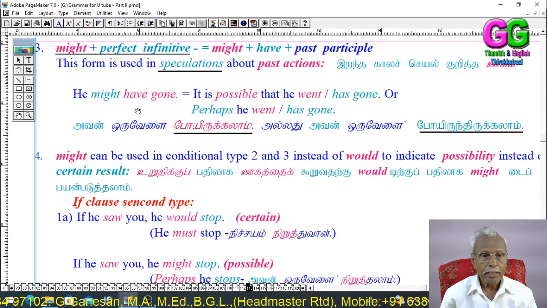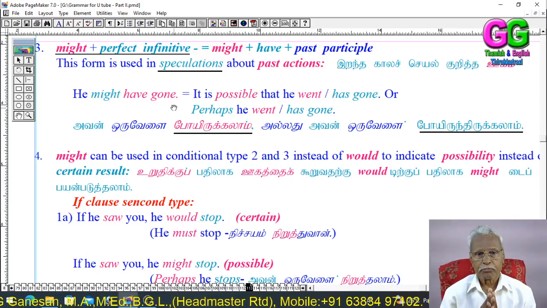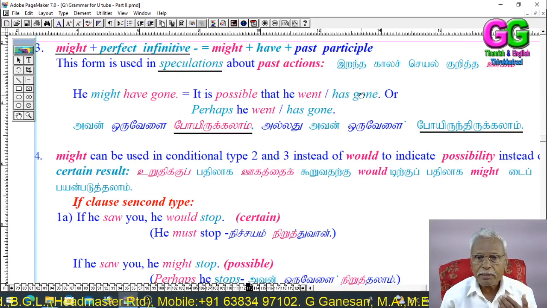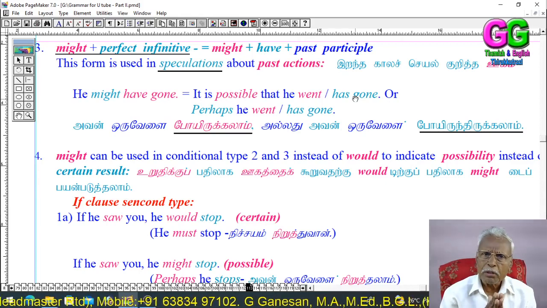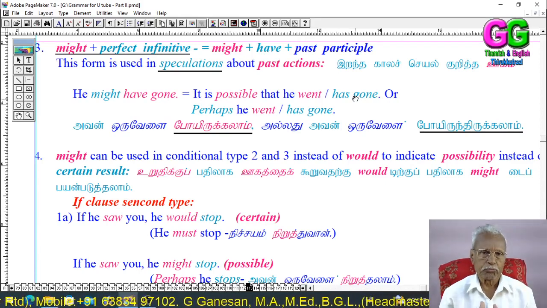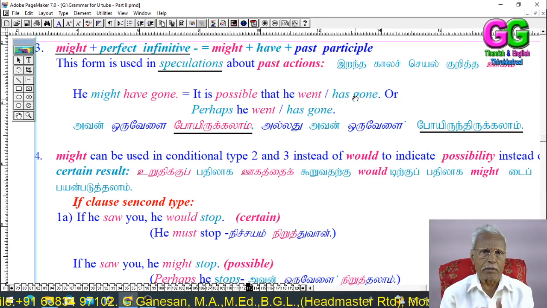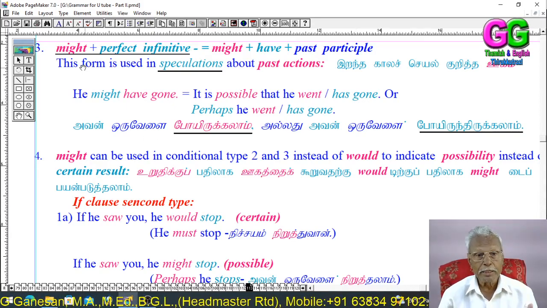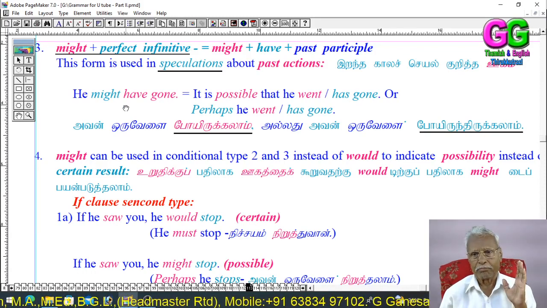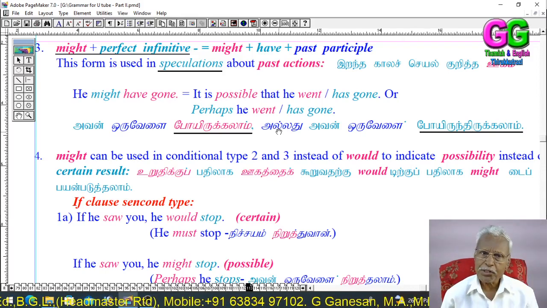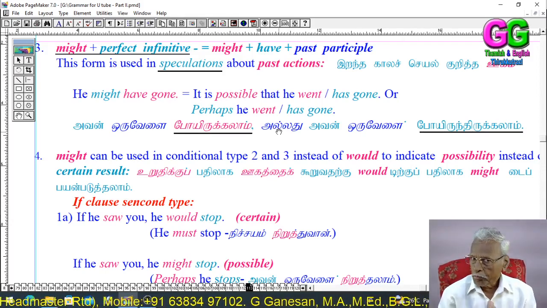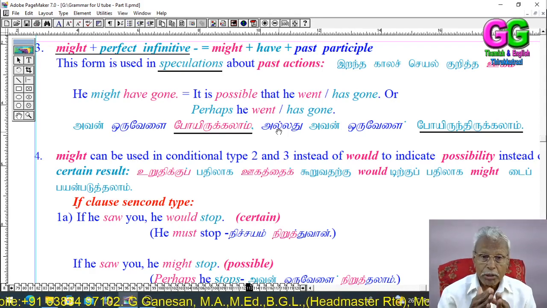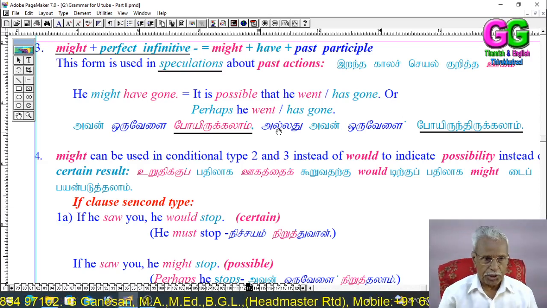You see, he might have gone. That is, it is possible that he went, or it is possible that he has gone. We can mean either the simple past or the present perfect. Both patterns can be used. He might have gone, or perhaps he went, or perhaps he has gone. Either simple past or present perfect tense can be used here.